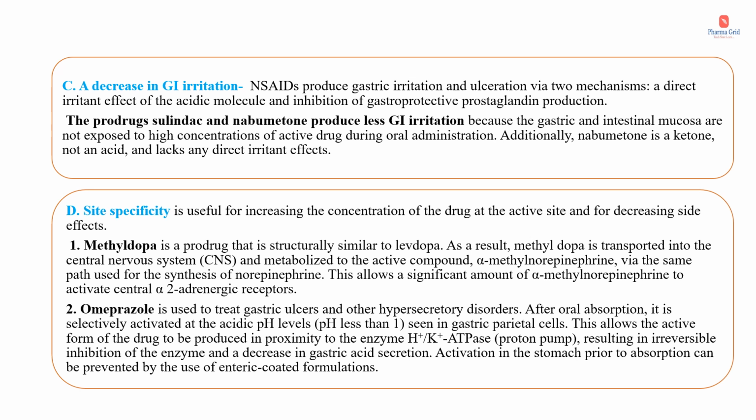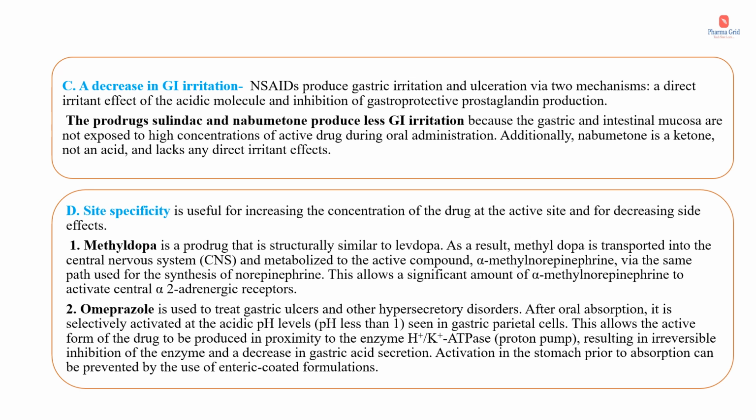As a result, methyldopa is transported into the central nervous system and metabolized to the active compound alpha-methylnorepinephrine via the same path used for the synthesis of norepinephrine. This allows a significant amount of alpha-methylnorepinephrine to activate central alpha-2 adrenergic receptors. So this methyldopa is a prodrug. Its active metabolite is alpha-methylnorepinephrine.